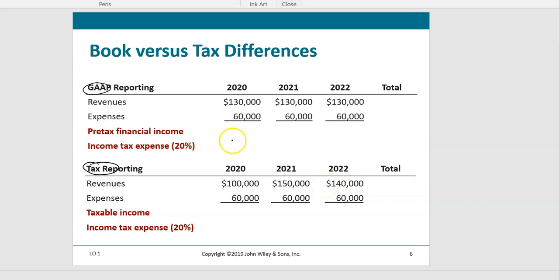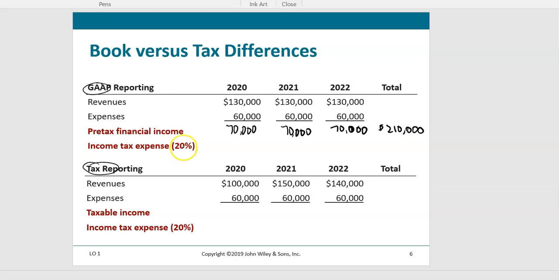Let's look at how this difference in the timing of the revenue recognition, book versus tax, or GAAP versus tax, results in a difference between income tax expense under GAAP versus under tax. So we have pre-tax income of $70,000 in year 2020, $70,000 in year 2021, and $70,000 in year 2022, for a total pre-tax income of $210,000.